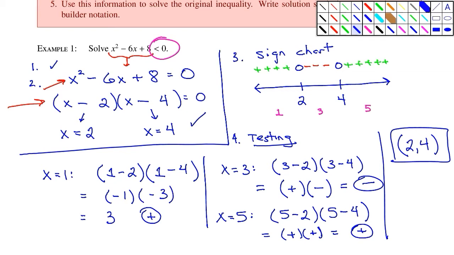And that's it. If the question had asked for greater than 0, then we would have used the positives. If it had asked for less than or equal to 0, we would have used this interval, but we would have closed it at 2 and 4, because where x is equal to 2 and x is equal to 4 is where the function is equal to 0.